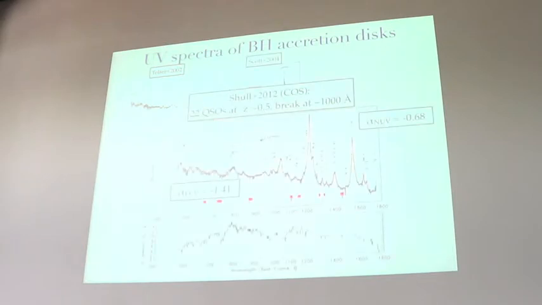And then there is Shull. This is the recent work using COS data. 22 quasars, low redshift, and again there is this break at 1,000 angstrom, and two slopes, and it gets softer going from near UV to extreme UV.